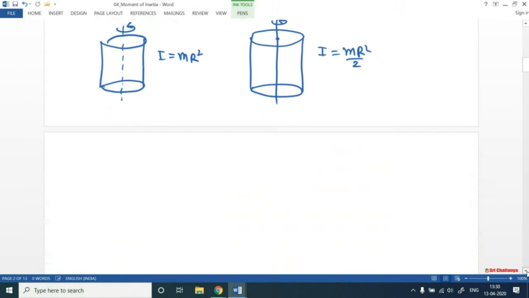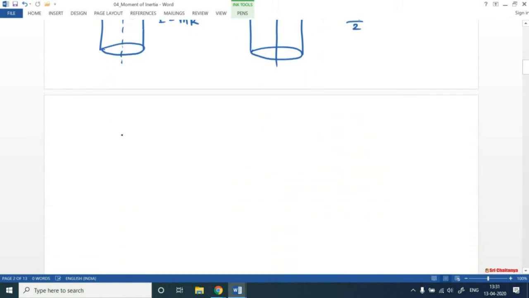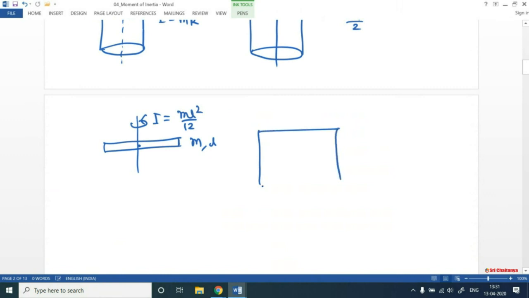We can have the formulas for a rod. Okay, so let's say this is a rod of mass m and length l. So this is one of its principal axes. So moment of inertia about this would be nothing but ml square by 12.